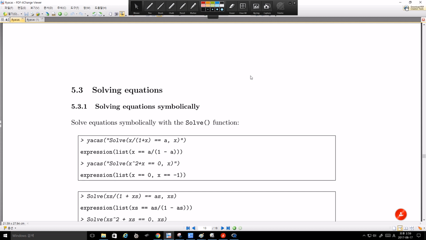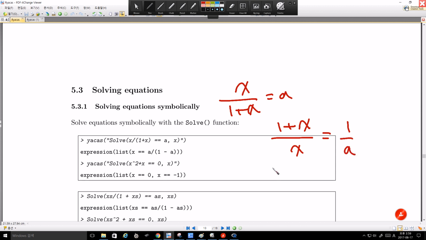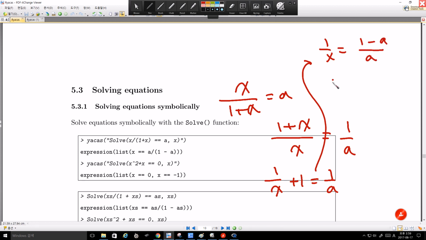Well, x over 1 plus x equals a. If we want to solve this one, then it is 1 plus x over x equals 1 over a, which is 1 over x plus 1 equals 1 over a. So here 1 over x equals 1 minus a, therefore x equals 1 minus a over a.